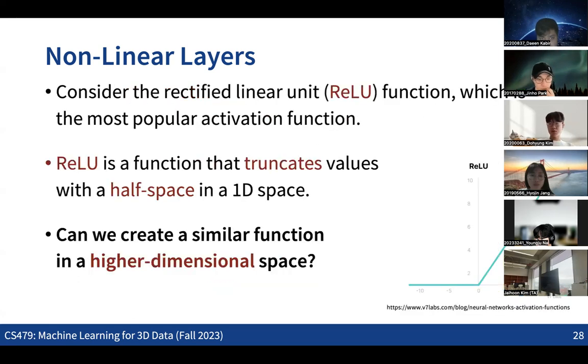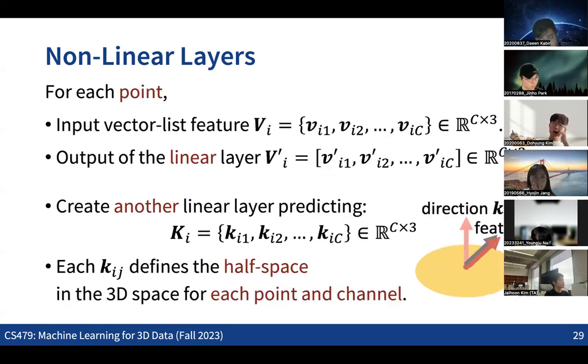So that's basically the similar thing to what we have done in the 1D case. In the 1D case, everything is on the same single dimension, right? And here, we set the threshold and truncated all the values below that threshold. That's the way we define the half space and do some kind of truncation. In the three-dimensional space, for the vectors, how can we do that?